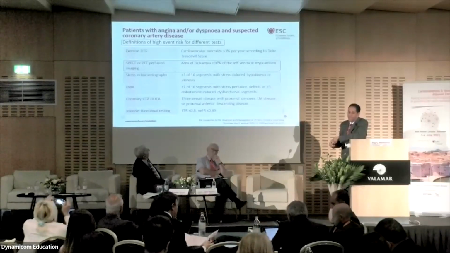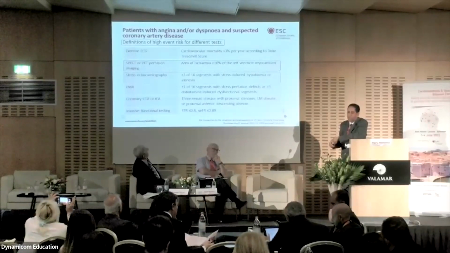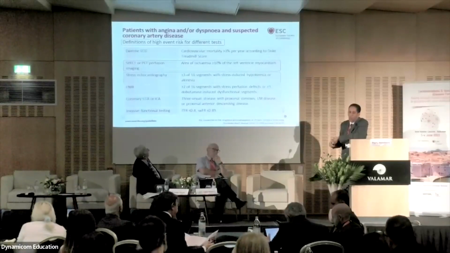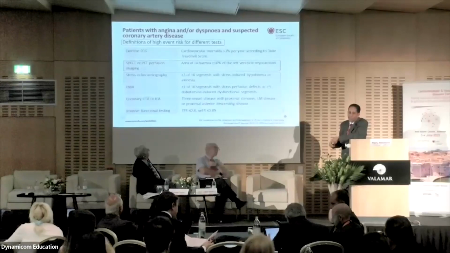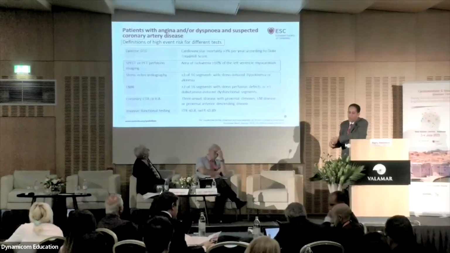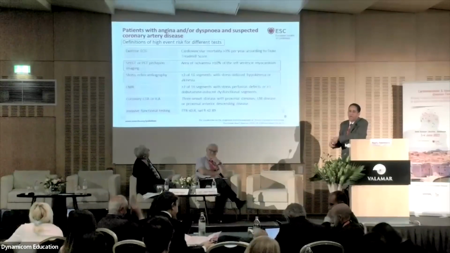If we did a SPECT, if we have an area of ischemia more than 10% of the LV myocardium, this indicates high-risk patients. By stress echo, 3 segments or more with stress-induced hypokinesia or akinesia. CMR, 2 out of 16 segments with a stress perfusion defect, or 3 or more dobutamine-induced dysfunctional segments by CMR, and by coronary angiography, patients who have left main disease, 3-vessel disease, or proximal LAD, those patients are at high risk.